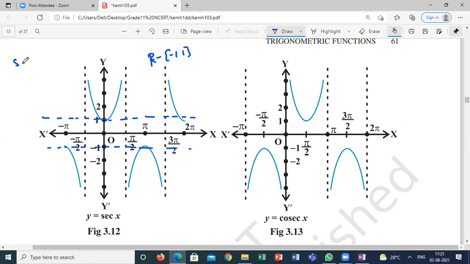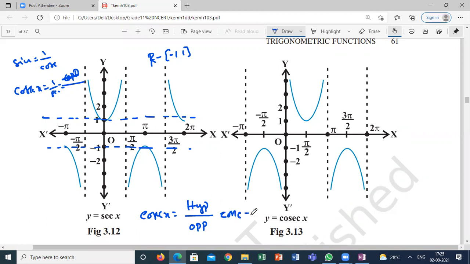Reciprocal means what? Sine reciprocal is 1 by cosecant. Our cosecant is equal to 1 by sine. Your numerator is always greater than the denominator. Your numerator is what, guys? For cosecant x, the numerator is hypotenuse and the denominator is the opposite side. You never get the ratio less than 1. Cosecant x is never less than 1 or never greater than -1.